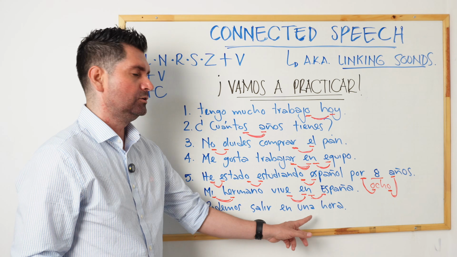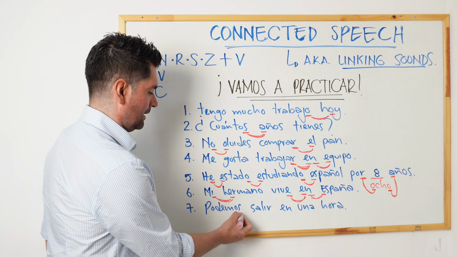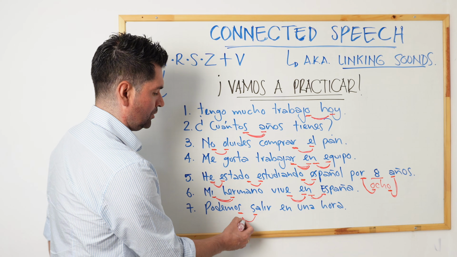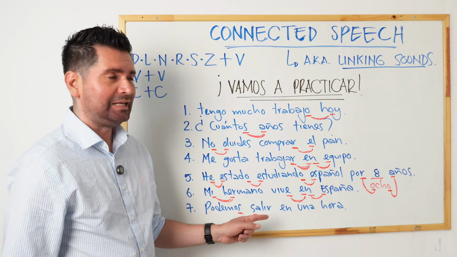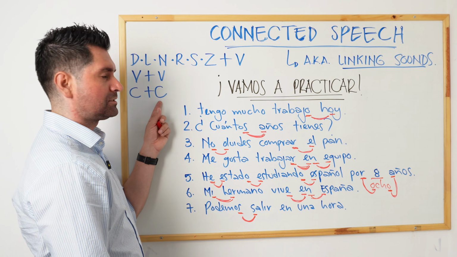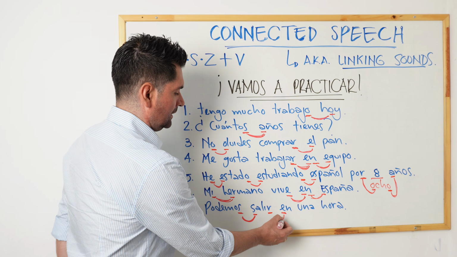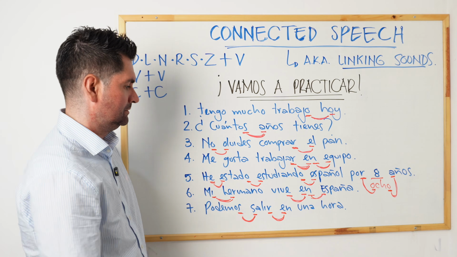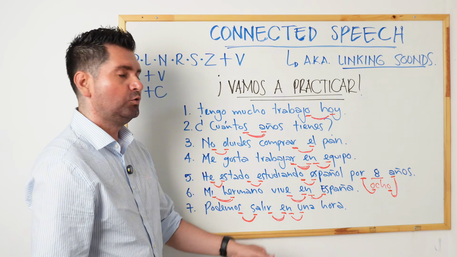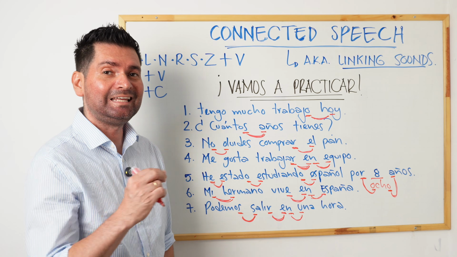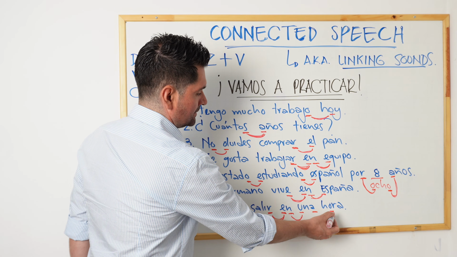And let's go to 7. Podemos salir en una hora. Here we have the S and the S that are going to merge. Podemos salir. Here we have consonant plus consonant. The R connects to the E. Salir en. The N connects to the U. Salir en una. You see? The A connects to the O. The H is silent.